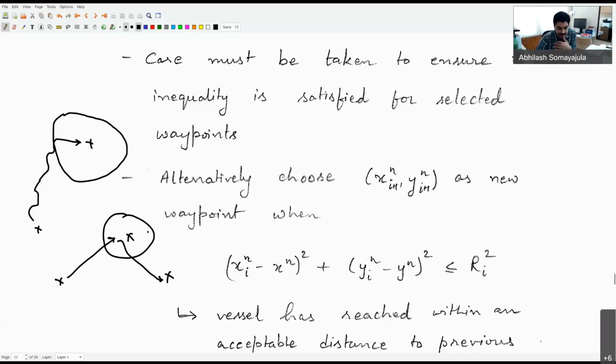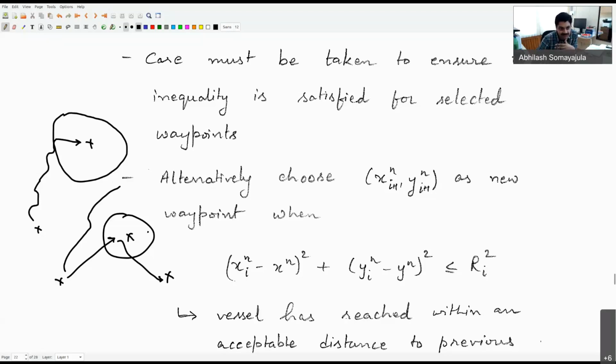But then the problem sometimes comes here, that suppose my craft never came into it. It was heading like that. Then when do I specify it to turn around and start tracking the next waypoint? It becomes ambiguous, right? Because it never entered the circle, so it never got the signal to switch its waypoint. So there are some downsides of this methodology of circle of acceptance.